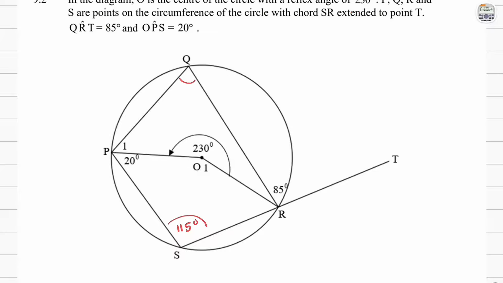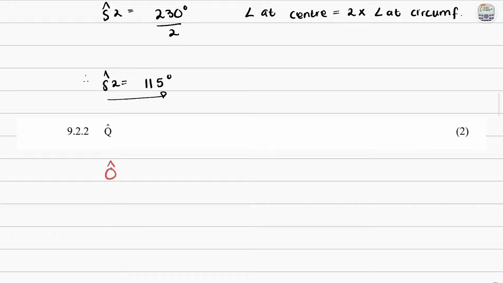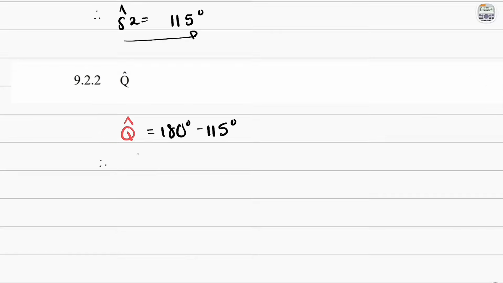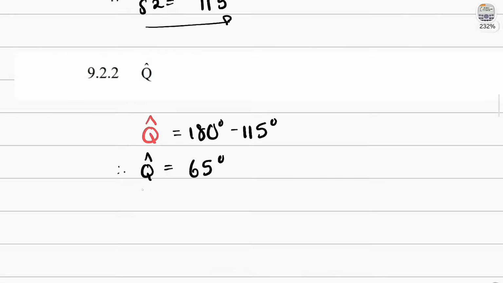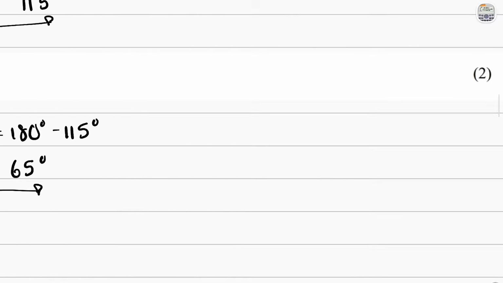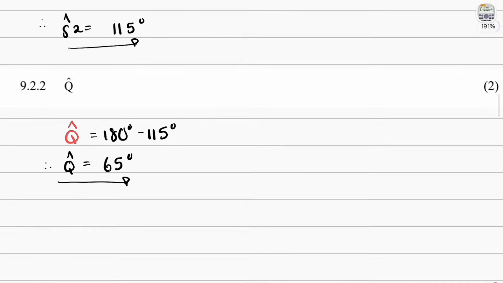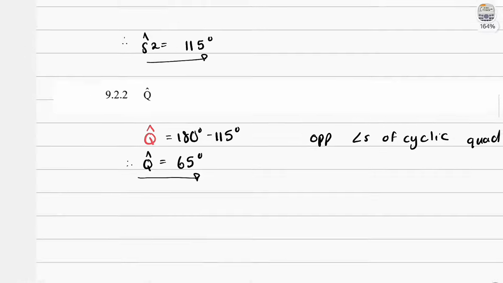So opposite angles of a cyclic quad add up to 180 degrees. These lie on the circumference of the circle, so we have a cyclic quad here. And so we can just say that angle Q is equal to 180 degrees minus 115 degrees, which is 65 degrees. So this is our answer. And then we should also put the reason: because the opposite angles of a cyclic quad add up to 180 degrees. Okay, and that is our answer.